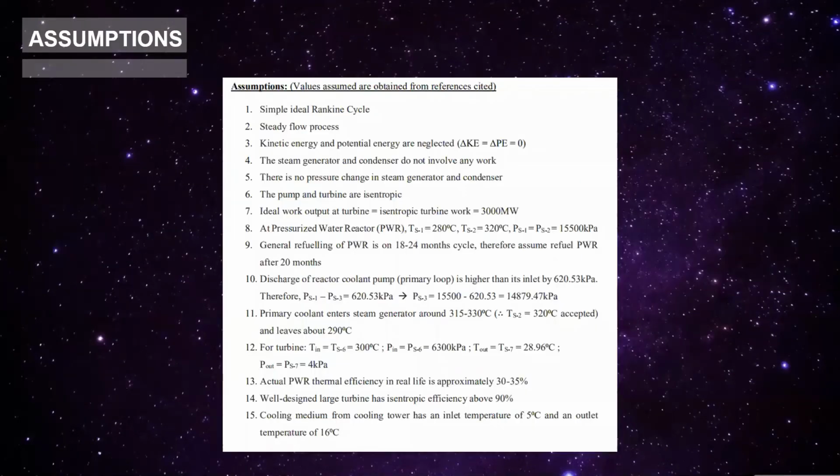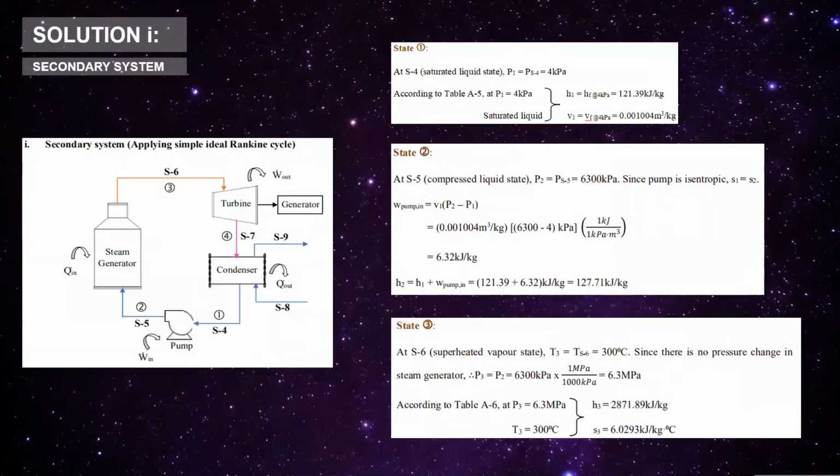In performing the calculation, we have made a few assumptions. First, we assume all devices are in steady flow state and the secondary system undergoes a simple Rankine cycle. The kinetic energy and potential energy are negligible. There is no work done or pressure change in the steam generator and condenser, while the pump and turbine are isentropic. We have also assumed a few pressure and temperature values which we obtained from references.